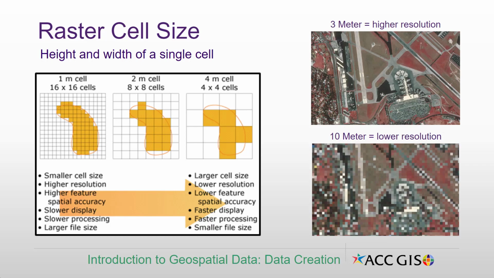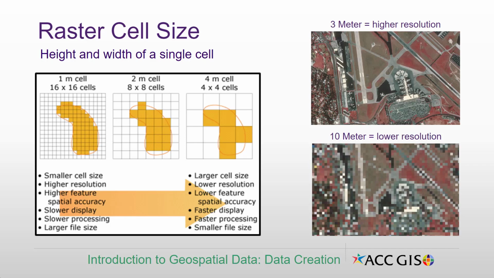So there are advantages and disadvantages to choosing the height and width of your cells. So you have to be really thoughtful when you're doing this and make sure it supports whatever your purpose or application is. If it's higher resolution data, you'll get a smaller cell size that has a higher feature spatial accuracy, but there'll be a penalty. It'll be slower to display and process because of the really large file sizes. If it is a lower resolution data set, you don't have as good a spatial accuracy, but the display and processing is much faster and the file size is much smaller.